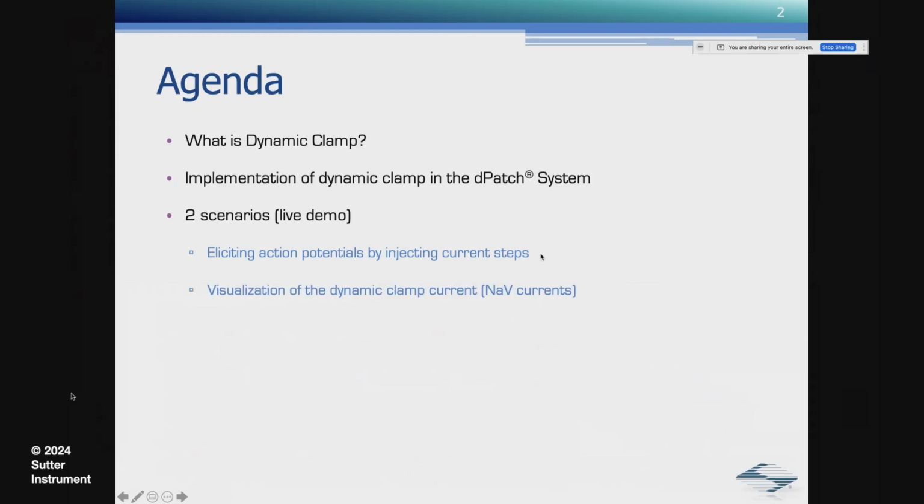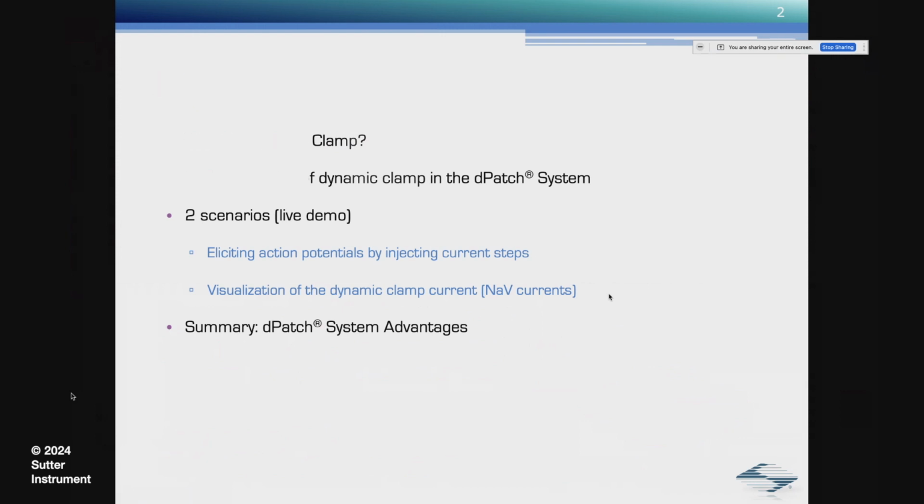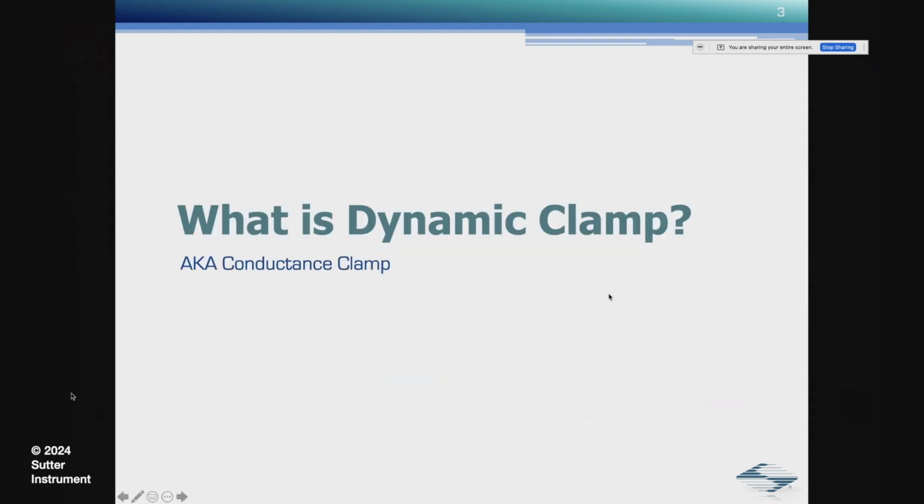And then the visualization of the dynamic clamp current that in essence helps you monitor the experiments and making sure that what you think you apply to the cell is actually what you apply to the cell. And then I'll summarize and again explain what the advantages of the D-Patch system are compared to other systems that provide dynamic clamp.